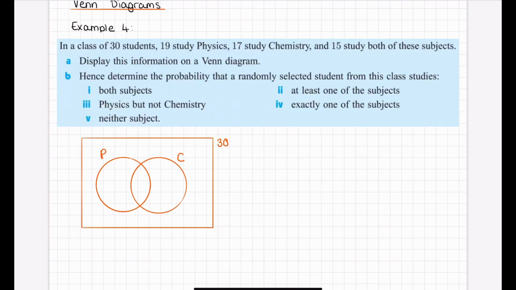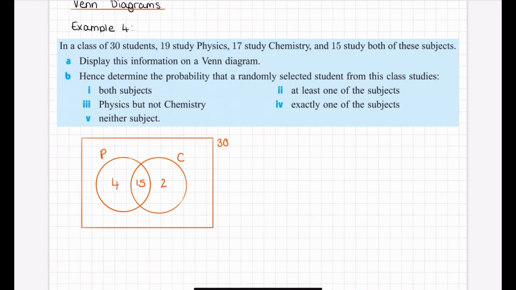Now we always start in the middle and work out. So 15 study both, so 15 will be in the middle. Now 19 study physics. Now we've got to remember that has to include the 15, because that is also part of physics, which means there's 4 that study only physics. Now 17 study chemistry, which means that whole circle of chemistry once again needs to add to 17. We already have 15 in that chemistry circle, so we need 2 more.